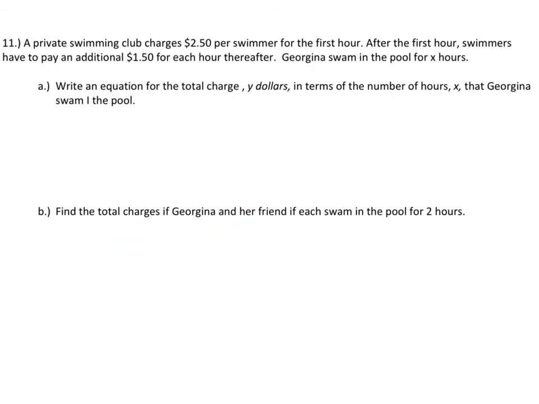For number 11, a private swimming club charges $2.50 per swimmer for the first hour. After the first hour, swimmers have to pay an additional $1.50 for each hour thereafter. Georgina swam in the pool for X hours. Write an equation for the total charge Y dollars in terms of the number of hours X that Georgina swam in the pool.